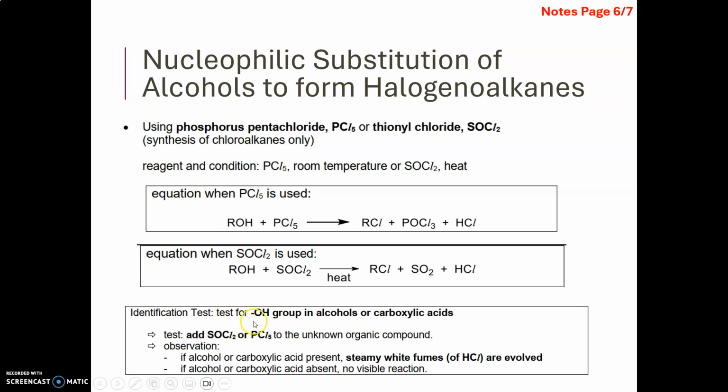So the test for identifying OH groups in alcohols or carboxylic acids is simply to add PCl5 or SOCl2 to the compound. If an alcohol or carboxylic acid is present, you will observe steamy white fumes, which is the HCl. Correspondingly, if the alcohol or carboxylic acid is absent, you're not going to get a visible reaction.